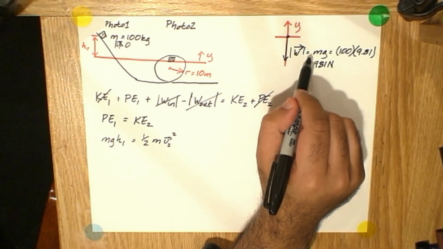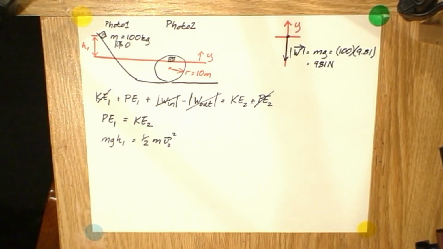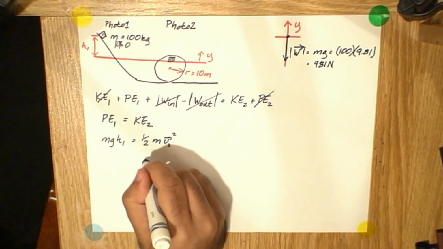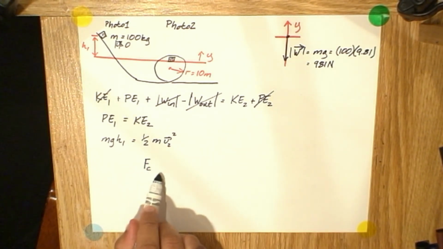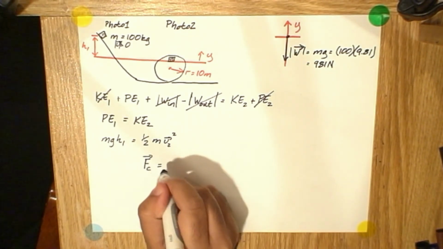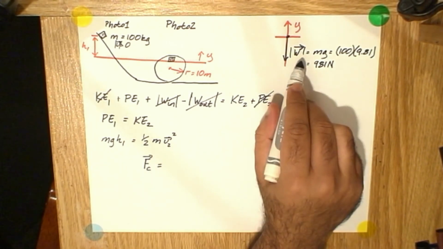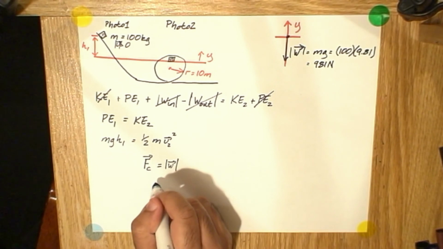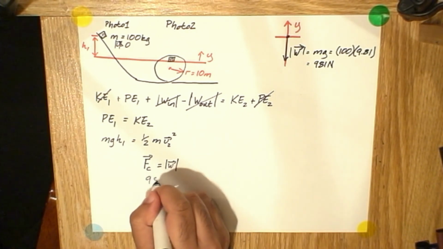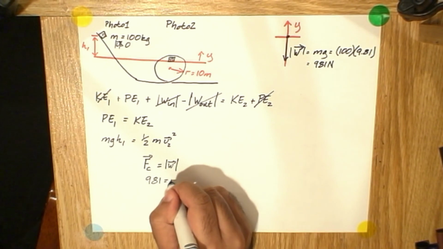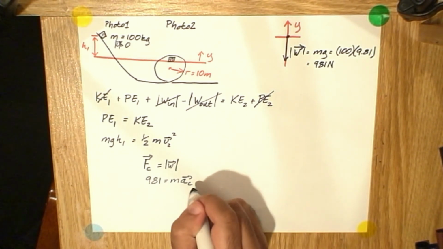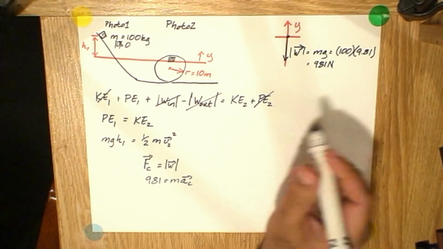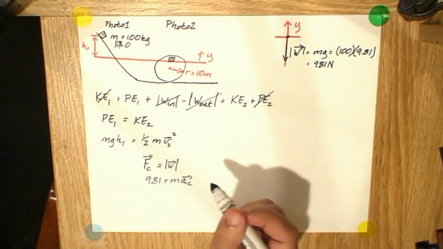Now that we know the weight force, we can easily solve for how big the centripetal acceleration must be. The centripetal force, which I'm drawing out here in gray, is going to include only one force, the weight force. And since we know that the weight force is 981, that means that 981 must be equal to mass times centripetal acceleration.